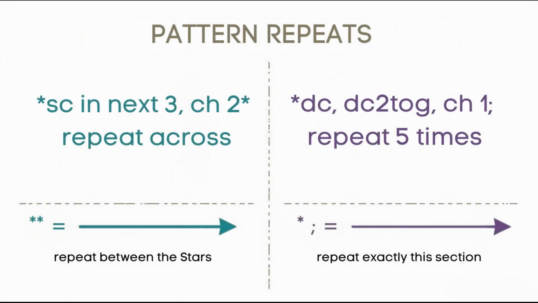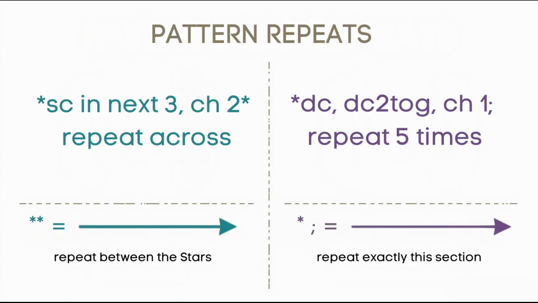The infamous star. This little troublemaker means repeat everything from this star to the next star until the pattern tells you to stop. So, for example, star, single crochet in next 3 stitches, comma, chain 2, star, repeat across. You're basically going to ride that roller coaster until you hit the end of the row.